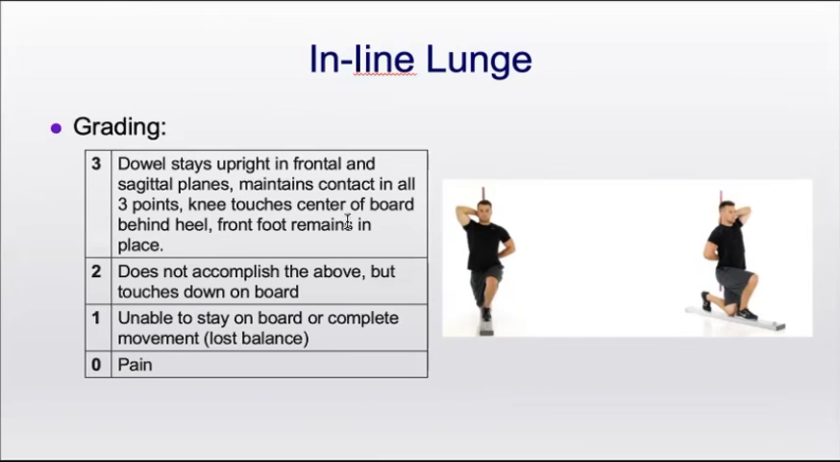In order to be scored a 3 on this, the dowel needs to stay upright in the frontal plane and the sagittal plane. You need to maintain contact at all 3 points that I mentioned. The knee needs to touch the center of the board right behind the heel, and the front foot needs to remain in place. If you can complete a lunge, but let's say the dowel doesn't maintain contact, or the front heel comes up, this would be graded as a 2. And if they lose their balance or are unable to complete the movement, this is scored as a 1. And if they have pain, that's scored as a 0.